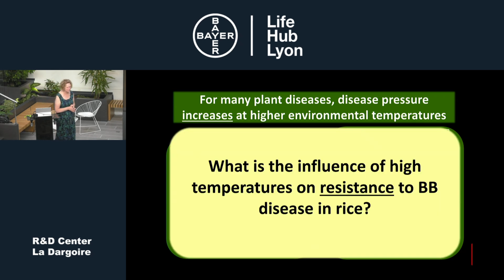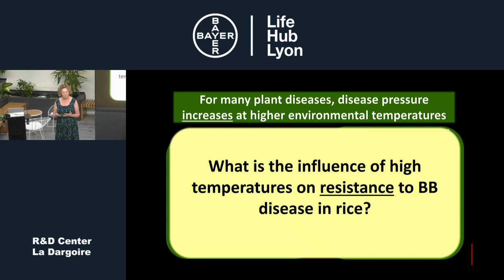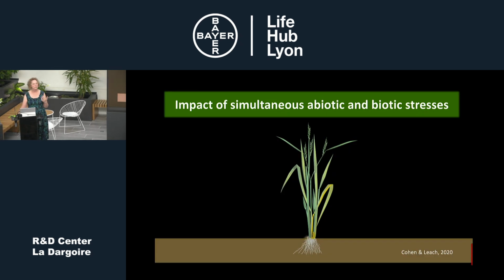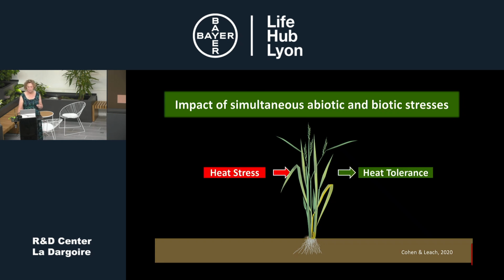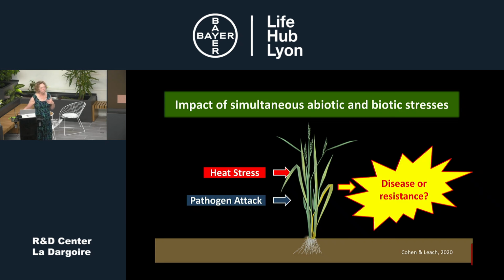Then we asked the question: what is the influence of high temperatures on disease resistance? One of the things that's really important for controlling bacterial blight of rice is breeding for disease resistance. But what we've never really taken into account historically is the changing environment of when we deploy those plants. If we have heat stress, our breeders are working hard to bring in heat tolerance. And we have pathogen attack, and we work to bring in disease resistance. But what we don't know is, when we have those combined stresses, what is the effect?